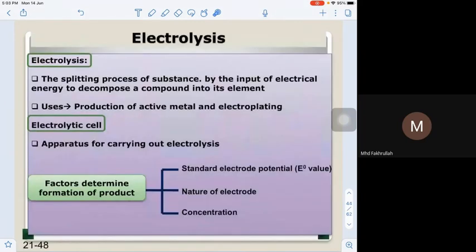Next, let's look at electrolysis. This is actually the process that happens in the electrolytic cell, in which the electrolytic cell is the apparatus that carries out the electrolysis process. And what is electrolysis? It is the splitting of a substance by using electrical energy, and it will decompose the compounds into their elements. So we put in the compound as the electrolyte, and this electrolyte will undergo lysis and turn into its elements.